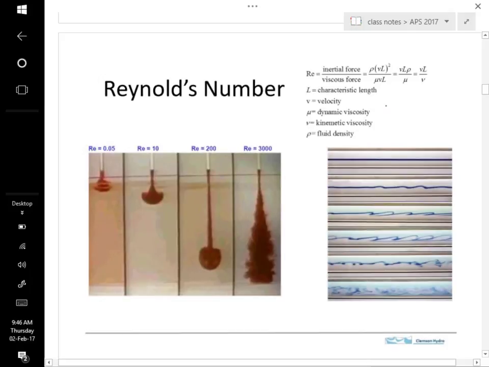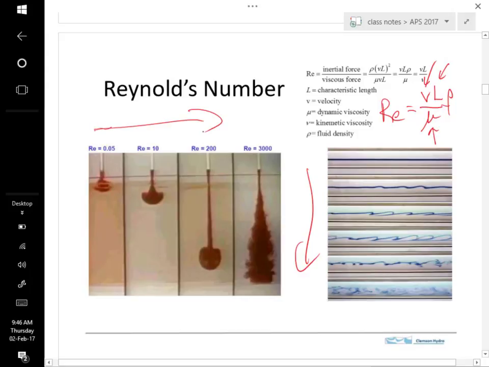The Reynolds number is a dimensionless number that scales the inertial and the viscous forces. So the key thing here is that the Reynolds number increases with velocity and distance, and it decreases as the viscosity of the fluid increases. So Reynolds number is increasing like this. Here's another set of experiments where the Reynolds number is increasing like this.